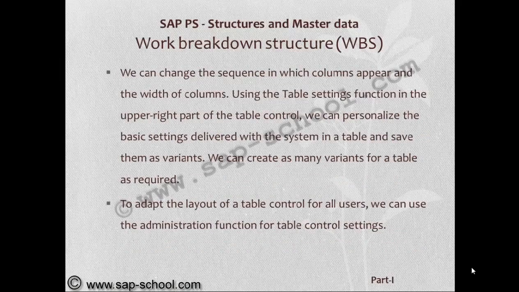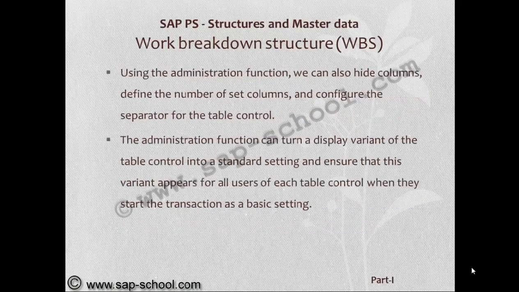We can change the sequence in which columns appear and the width of columns using the table settings function in the upper right part of the table control. We can personalize the basic settings delivered with the system in a table and save them as variants. We can create as many variants for a table as required. To adopt the layout of a table control for all users, we can use the administration function for table control settings.